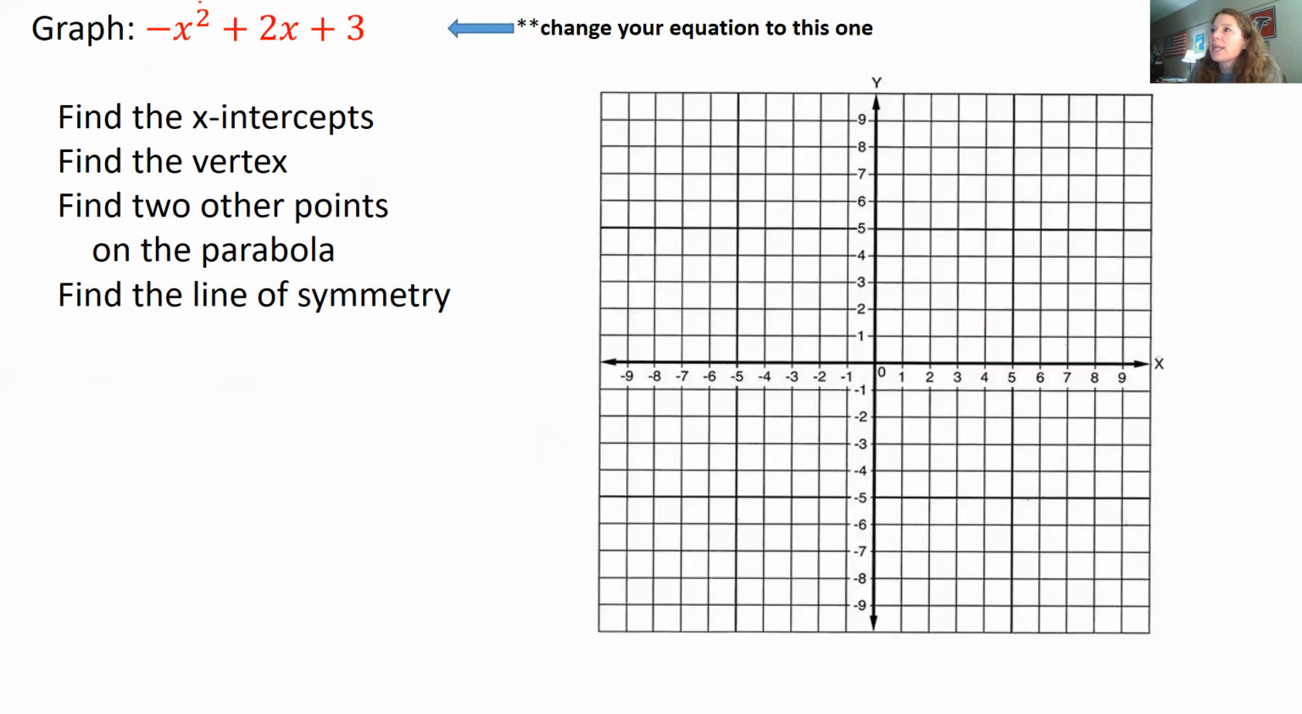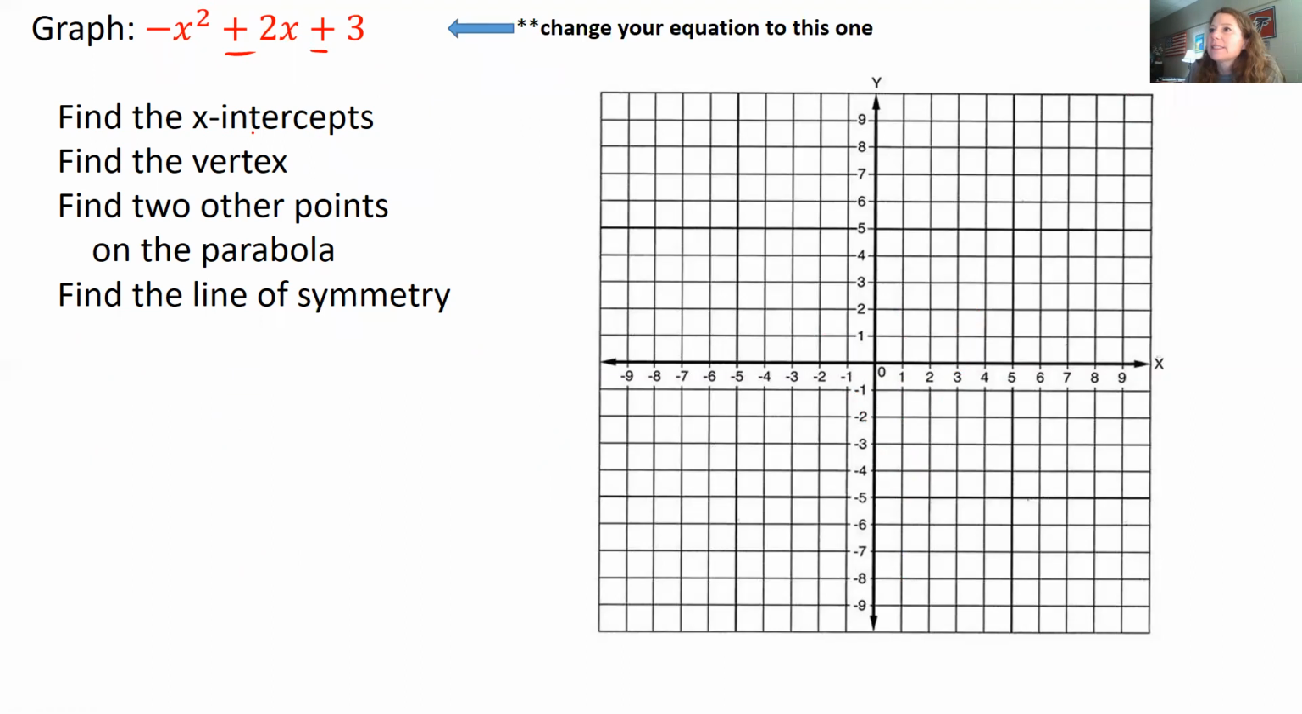All right, the next one, go ahead and change your original equation. I figured out earlier my original equation didn't work very well, so we changed it to these. I think I changed both of these from minuses to pluses. So please do that and then work these out with me.